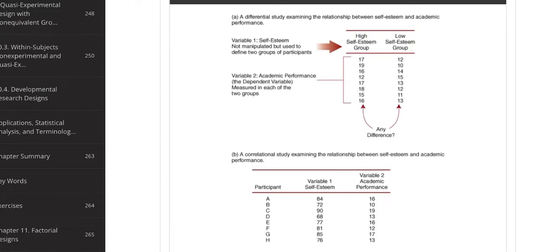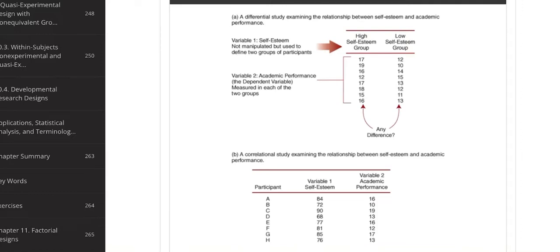They're still looking at self-esteem and academic performance. But correlational studies, instead of using that first variable, that self-esteem variable, to define groups, they are measuring that first variable and treating it just like the second variable, as far as just listing all the participants in one group. There are not multiple groups here. There's just one group. You see there's participants A, B, C, D, all the participants. And then we're just looking at the two variables, the individual scores for each participant on both variables.